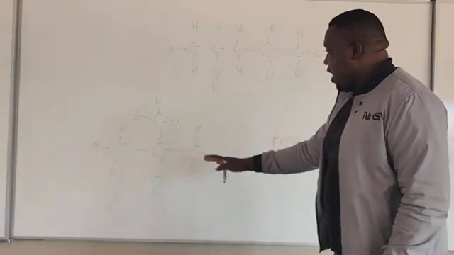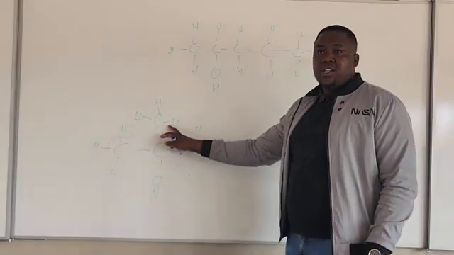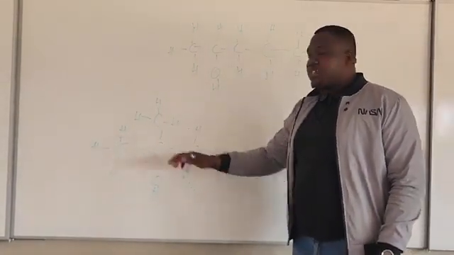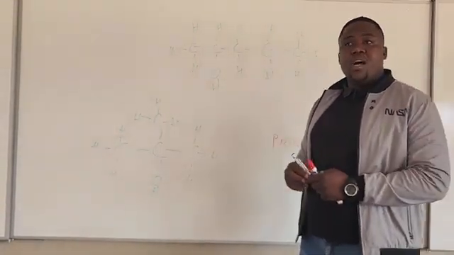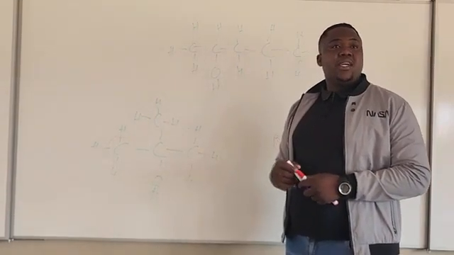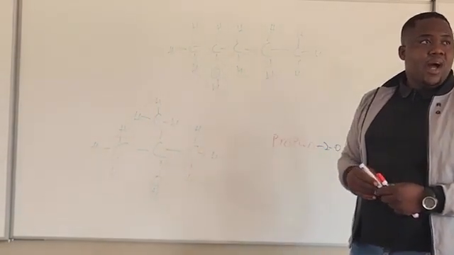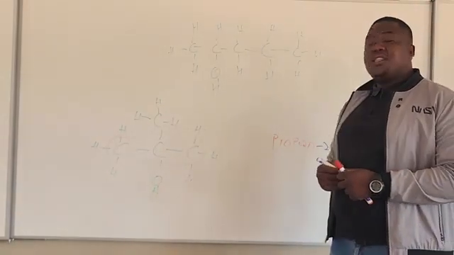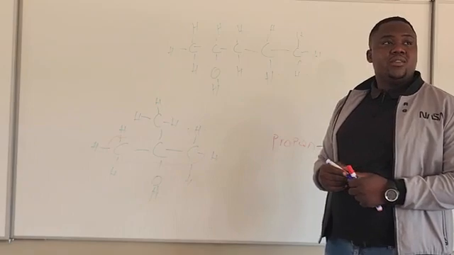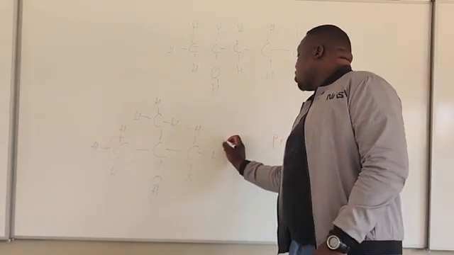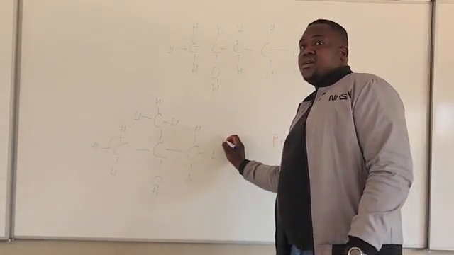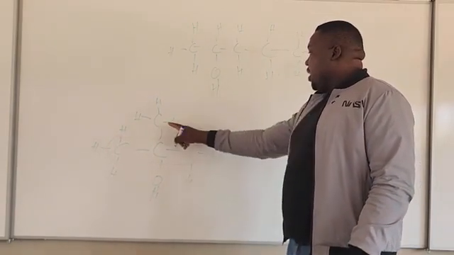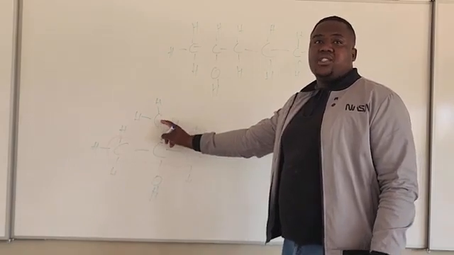No, we're not done. Look where the branch is. Can't you see? The longest carbon chain is here, but we've got the branch. That branch, what do we call it? Alkyl group. Our alkyl group has got how many carbons? 1. What is the name of one carbon? So what am I going to write here? The branch is where?